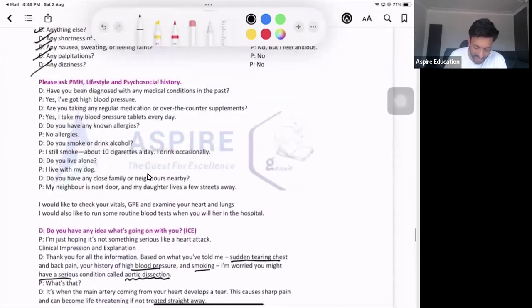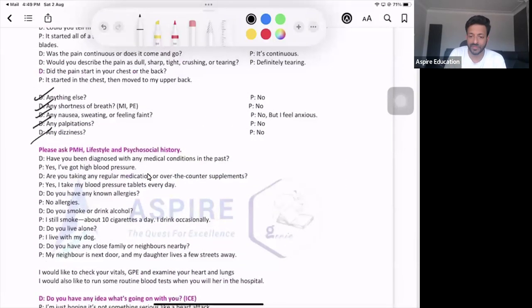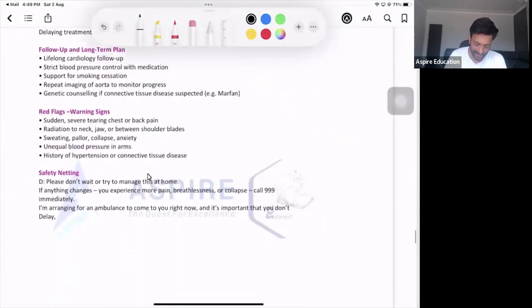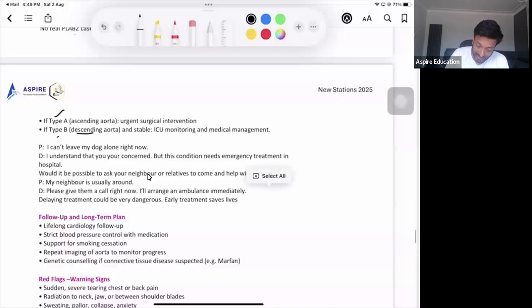But as I said, this patient is not ready to come to the hospital. The reason is his dog, actually. So you have to do something for that. The patient says, I can't leave my dog right now. I understand that's a concern for you, but this condition needs emergency treatment in the hospital.